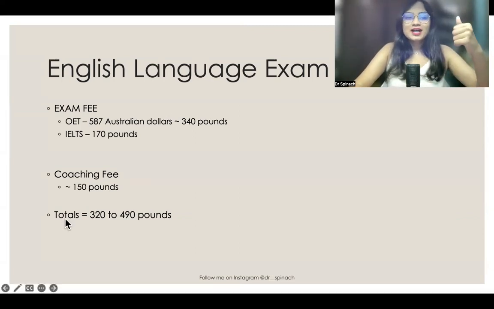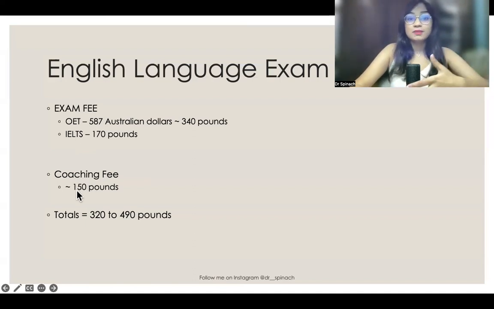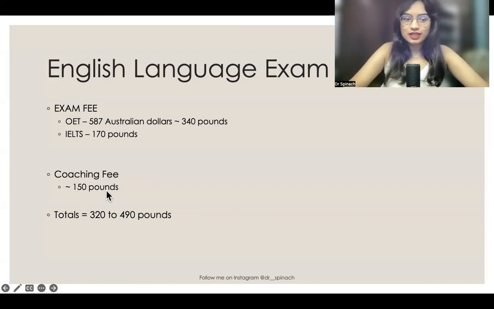all right? If you opt for a coaching in case of English language exam, the minimum amount that you're going to spend is at least 150 pounds for the coaching. All right. So that's something that you need to take care of. And in total, by the end of English language exam, you are spending somewhere around 320 to 490 pounds.